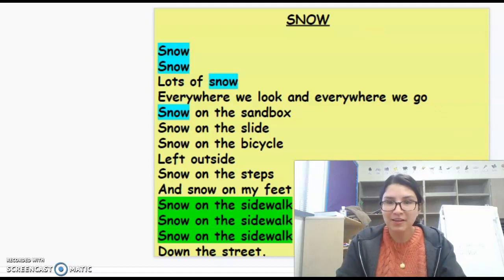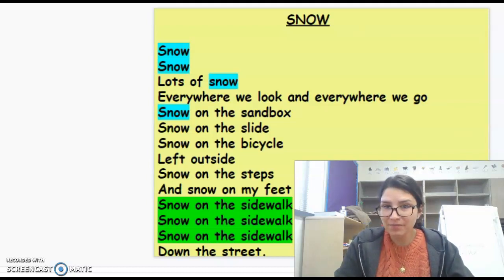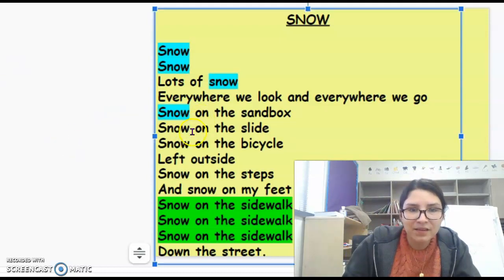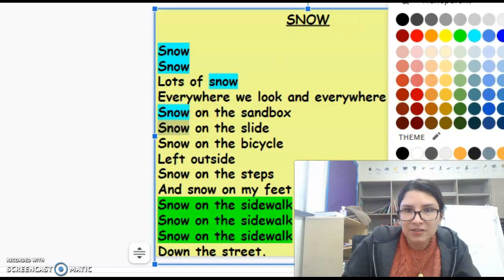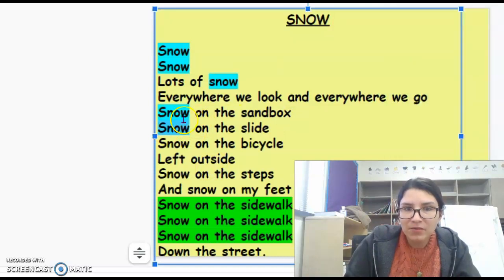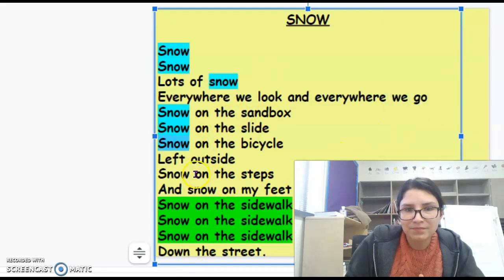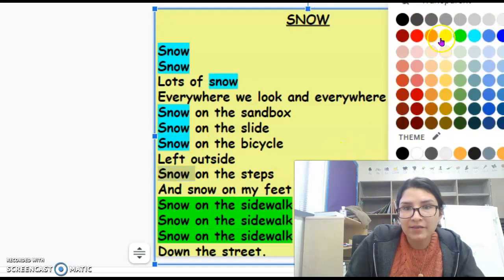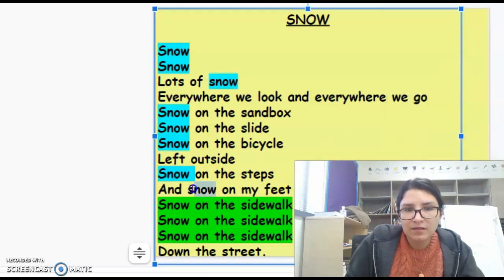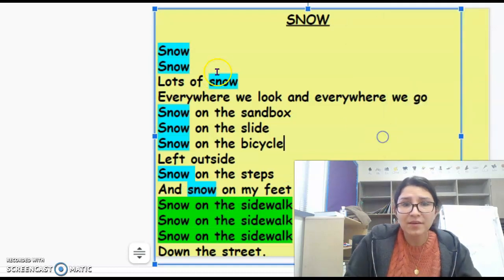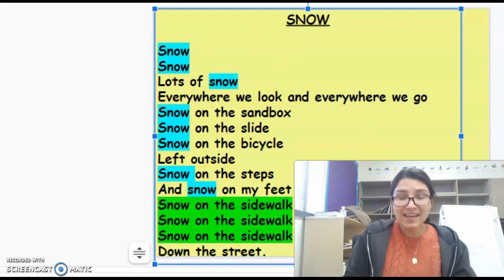Okay, what word was repeated over and over again? Snow. Let's go ahead and highlight that. So I know we started to do this the other day, so we're just going to see how many times snow is repeated. So far, quite a bit. Okay. The word snow is repeated 1, 2, 3, 4, 5, 6, 7, 8 times.